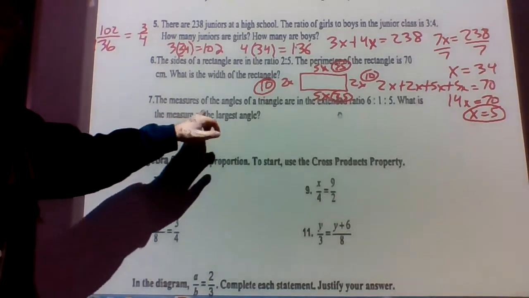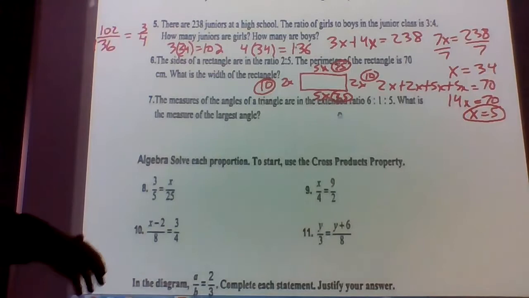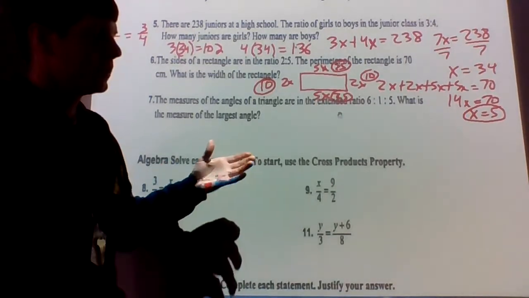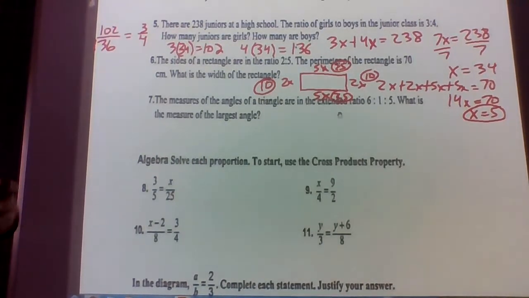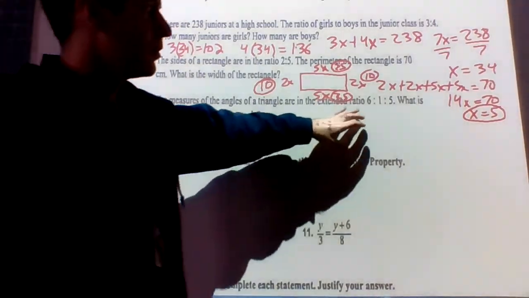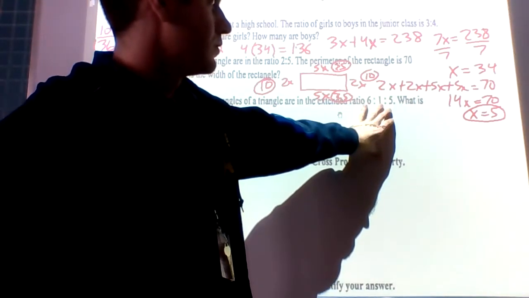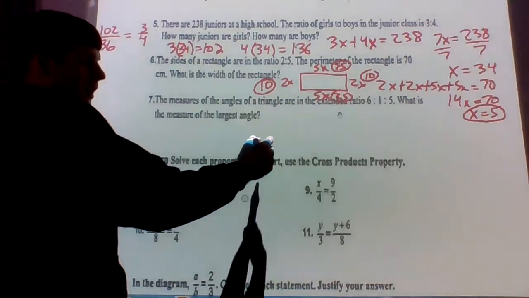Okay, the measures of the angles of a triangle are in the extended ratio of 6 to 1 to 5. What is the measure of the largest angle? So again, it's 6, 1, and 5. It could be 12, 2, and 10. It could be 18, 3, and 15. It could be 60, 10, and 50. We don't know, but we know what the ratio is, so there's some multiple where we multiply 6, 1, and 5 by, and they're angles, so they're going to add up to 180. Right, the 3 angles of a triangle add up to 180.